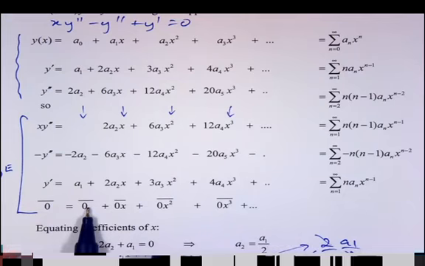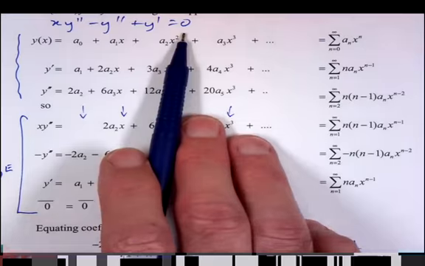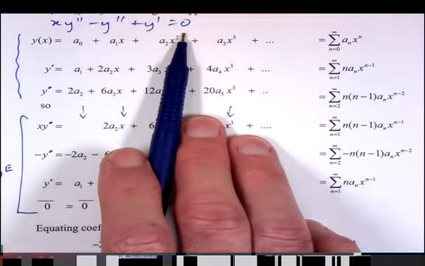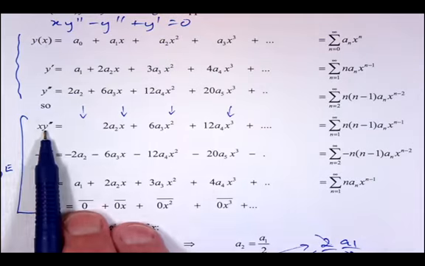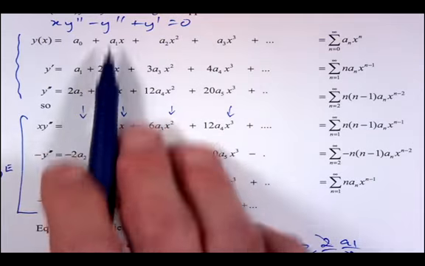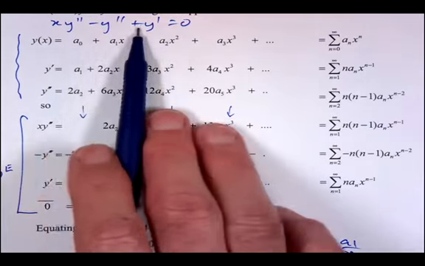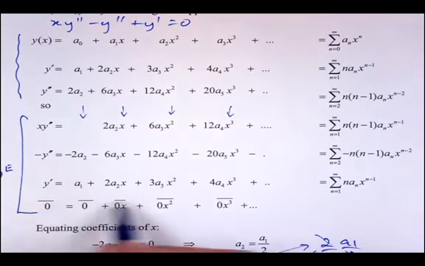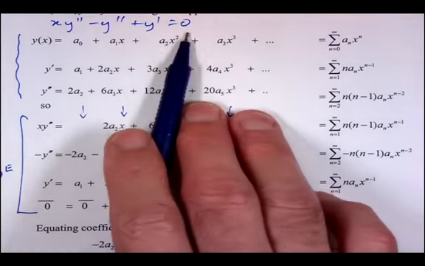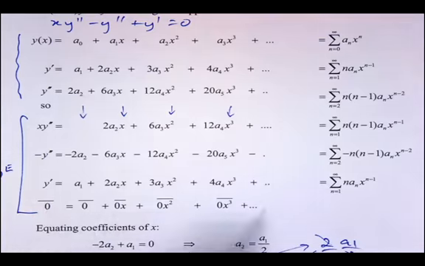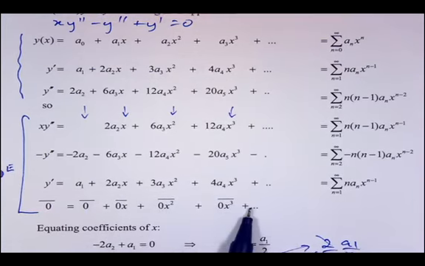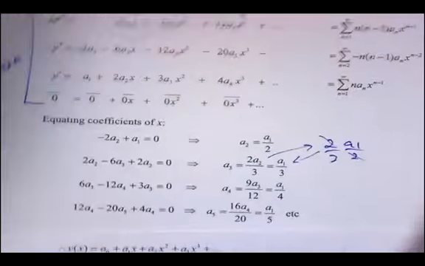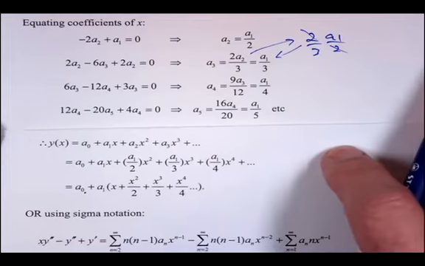There, because the right-hand side is 0. Okay, so that's that term. Then there's the minus y double dashed. Then there's the y dashed, and they're all equal. This is equal to the right-hand side, which is 0. And 0 as a power series is no constant, no x squared, etc. Yeah? Okay, so that's where we're up to.